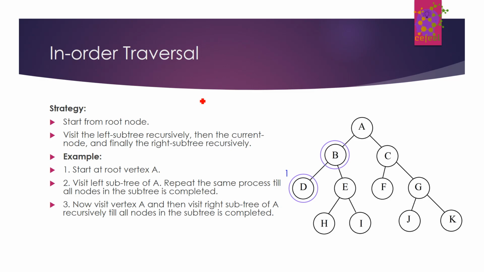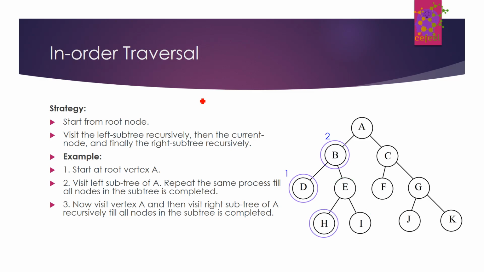Now B's left subtree is complete, so now we can visit B. So we visit B and perform whatever operations we have to. So B is the second node to be output. Now the turn is B's right tree, which is E, H, and I. We apply the same strategy there. So E is the root of that tree, but we won't cover E. We'll move to its left subtree first, which is H.